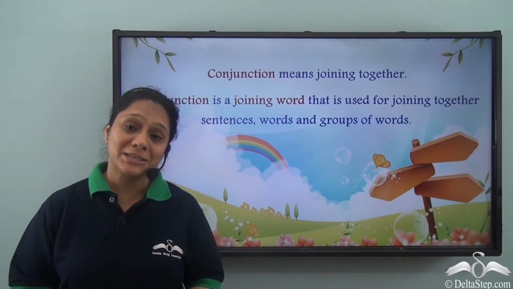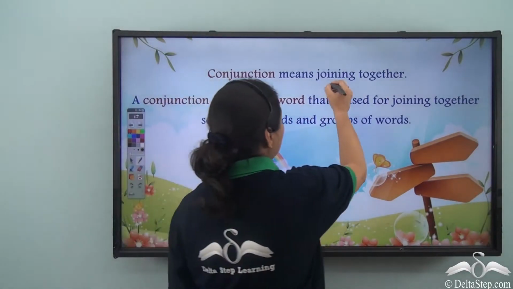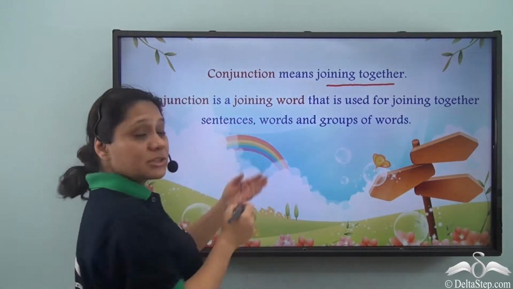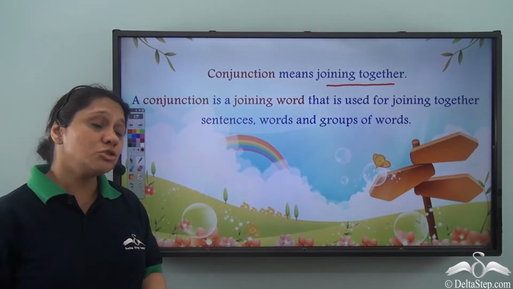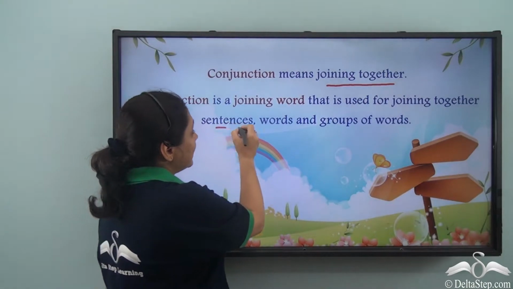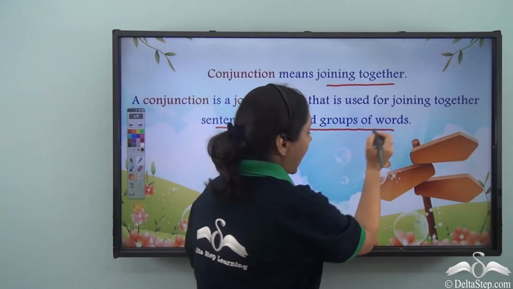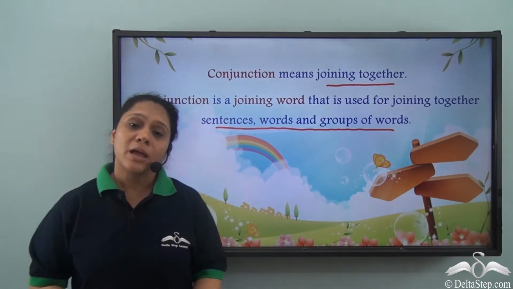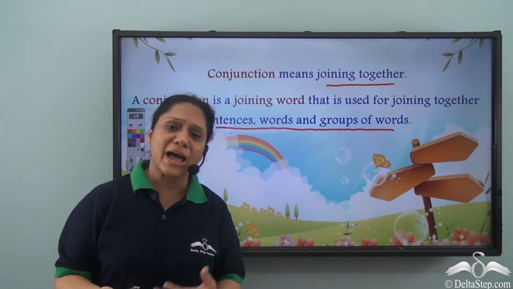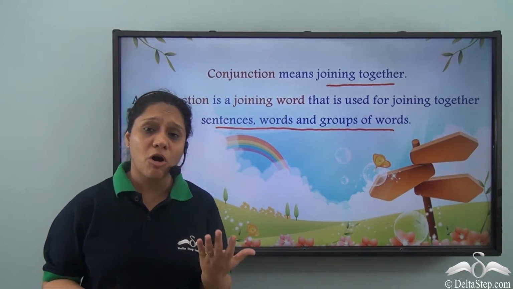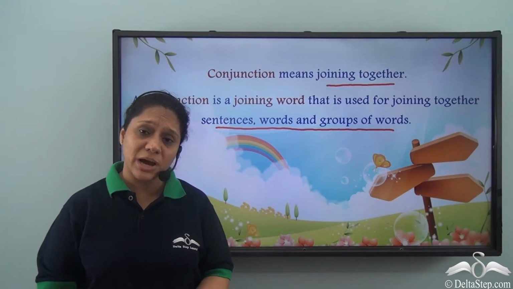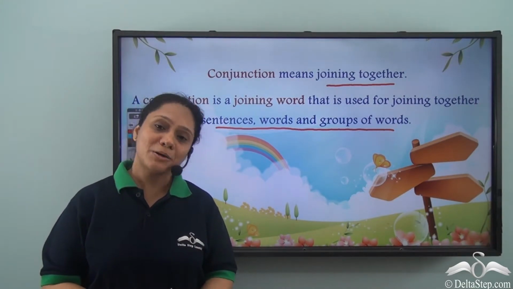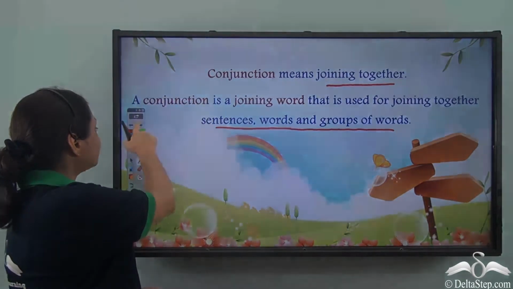We know that conjunction means joining together. So conjunction is a joining word which is used to join together two sentences, words and groups of words. We also know that and, but, or, because are different types of conjunctions. Let us learn about some more conjunctions.